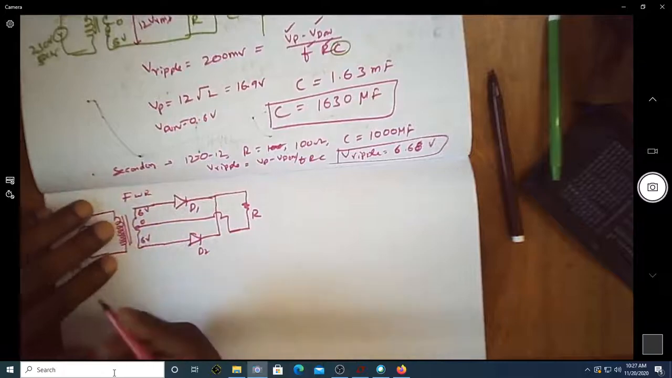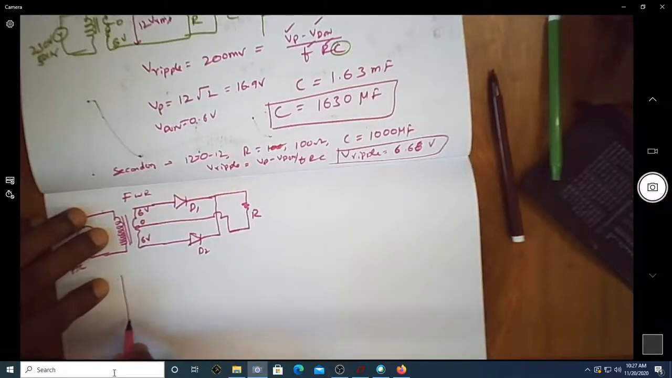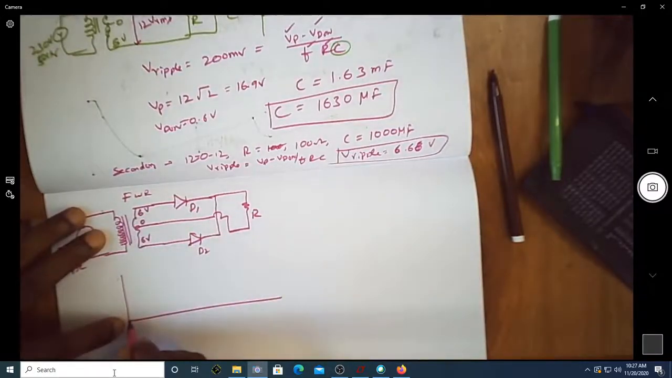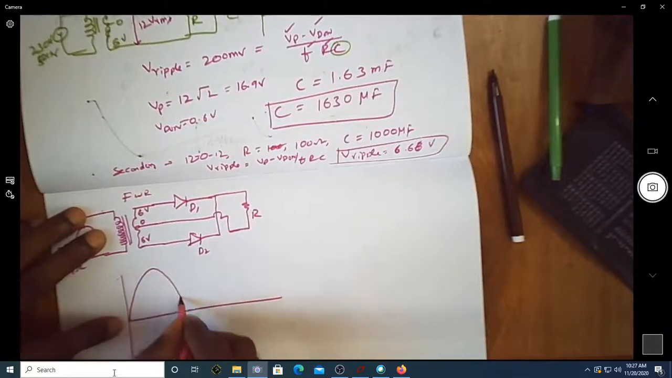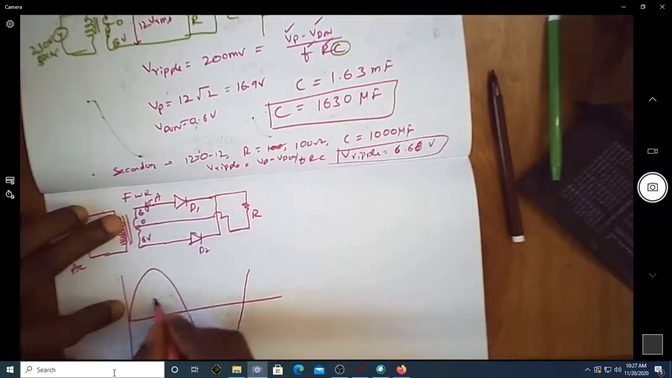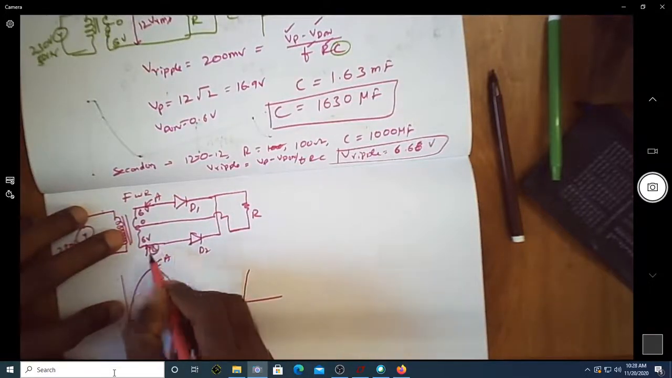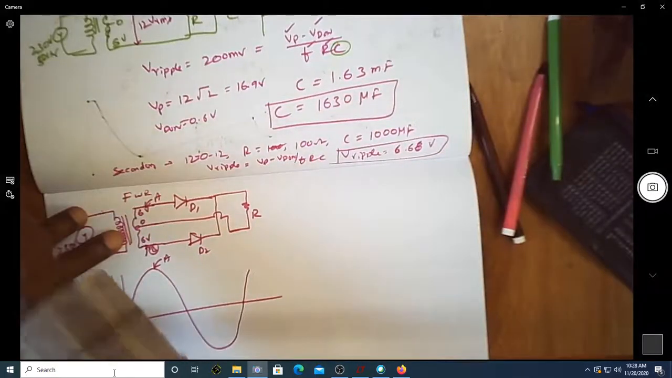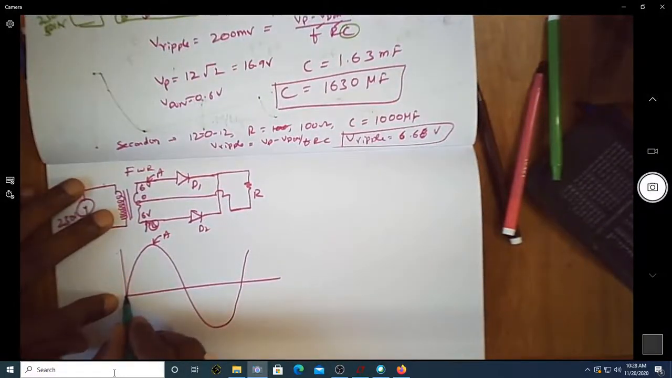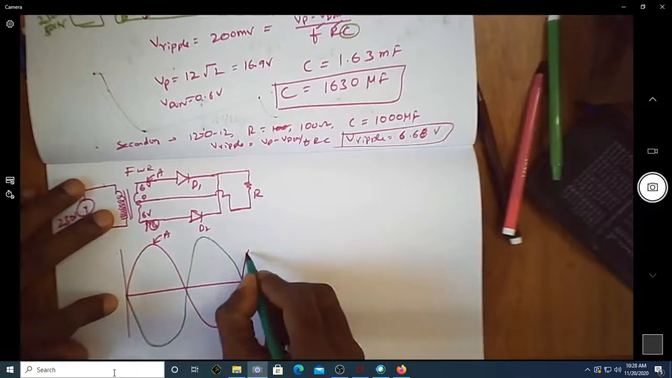So if you consider the input voltage at this point, if you consider this as your waveform, at this point it is something like this. If you say this is A, at this point B, it is exactly the mirror image. So it will be exactly the reverse. So let me just write that also. The waveform at B would be something like this.